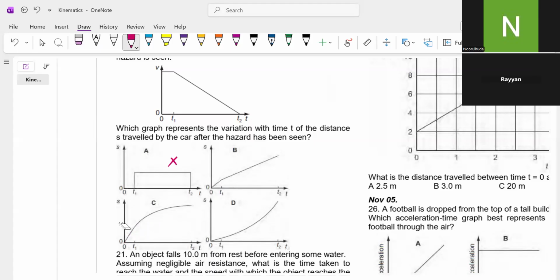So which graph would be the right option? If the distance covered increases, firstly there should be steepness, then the steepness will decrease because he has applied brakes. Okay, so it's C. Yes.